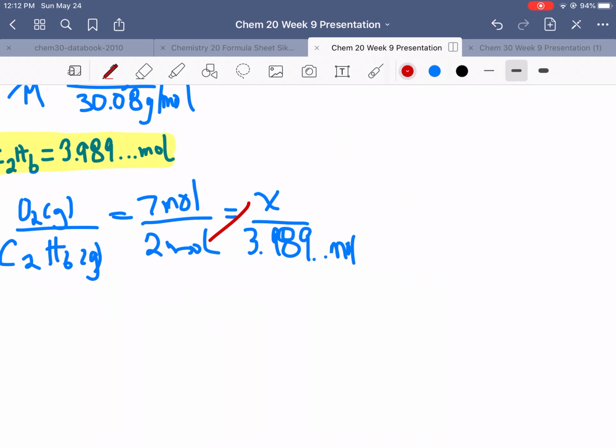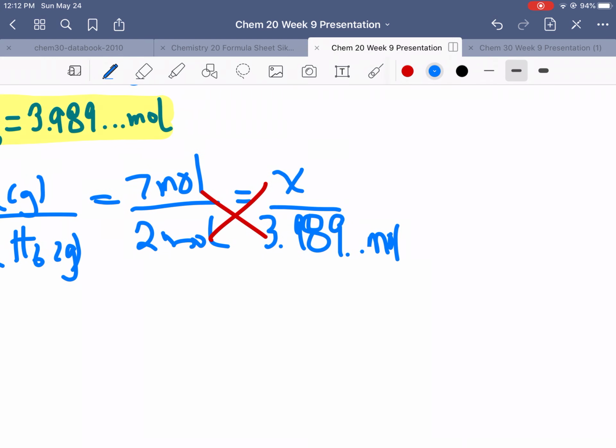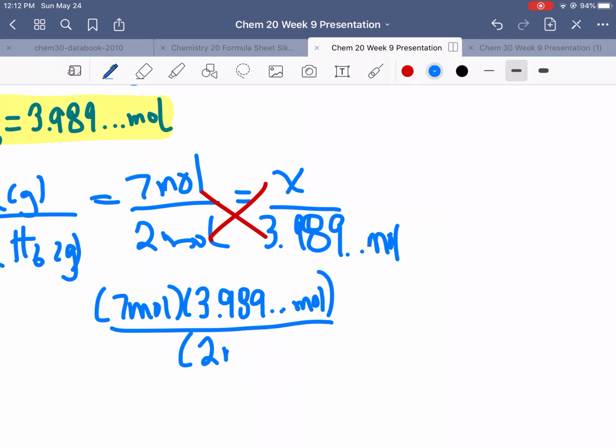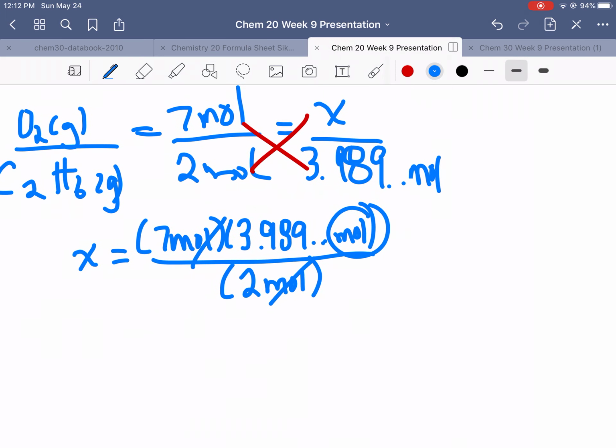So cross multiply, divide, nothing new there. This is just like we did last week. We're going to have 7 moles times 3.989 moles divided by our 2 moles will give us X. Moles cancel out, we'll be left with moles. Perfect. Number crunch, get what you get. Do not round. And what this will represent is the number of moles of oxygen. And it is 13.9627 moles.